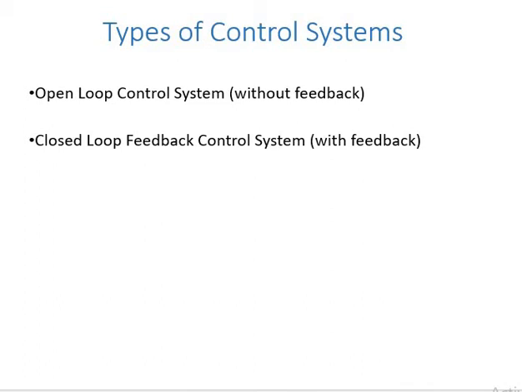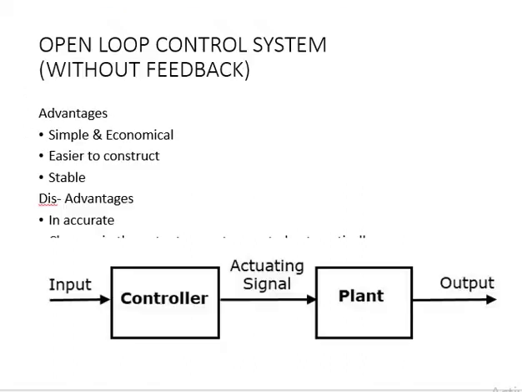Open loop control systems, there is no feedback. Another one is closed loop feedback control systems. Now we will discuss one by one. So first, open loop control systems. I am going to show the figure. First this is the input we are giving.